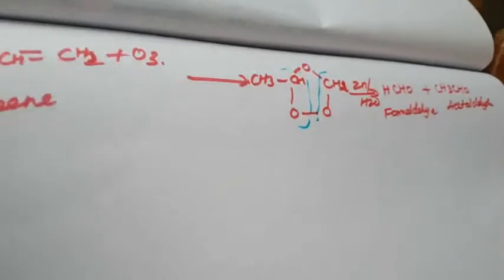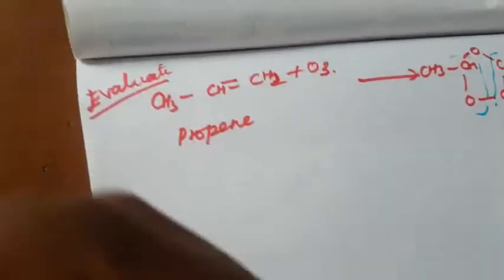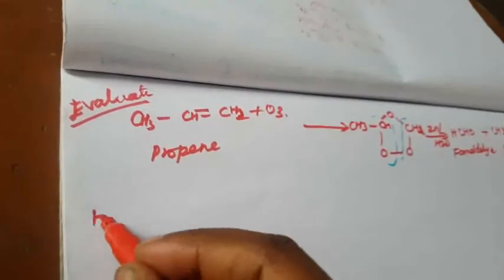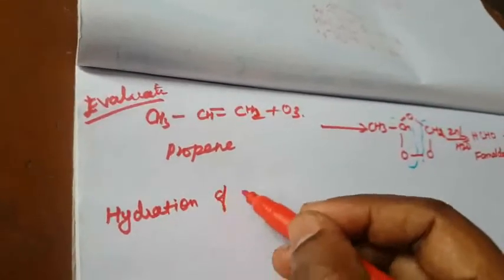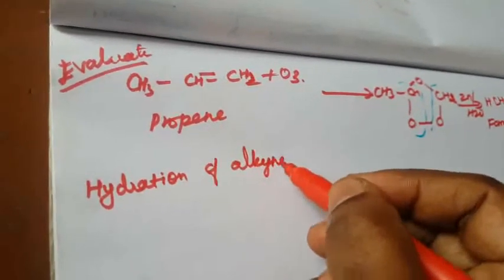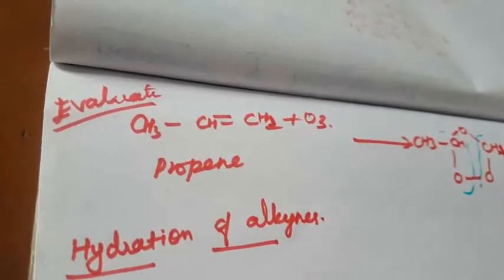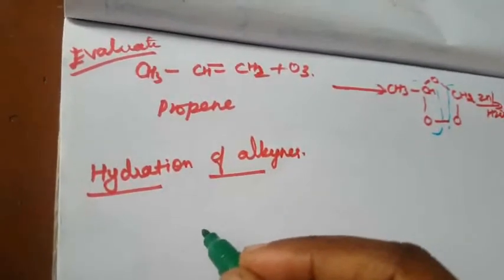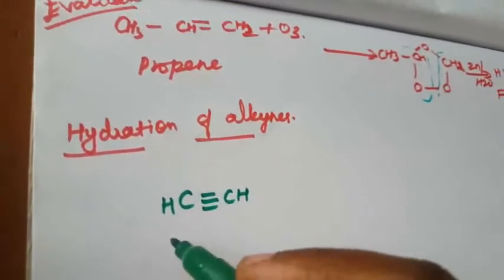Okay, this is another one. This is the ozonolysis of alkene compounds, that is the double bond. Next one is hydration of alkynes. Okay, what is the hydration of alkynes? So first, when an alkyne reacts with, what is an alkyne? Alkyne means that is a triple bond. CH, triple bond, CH.